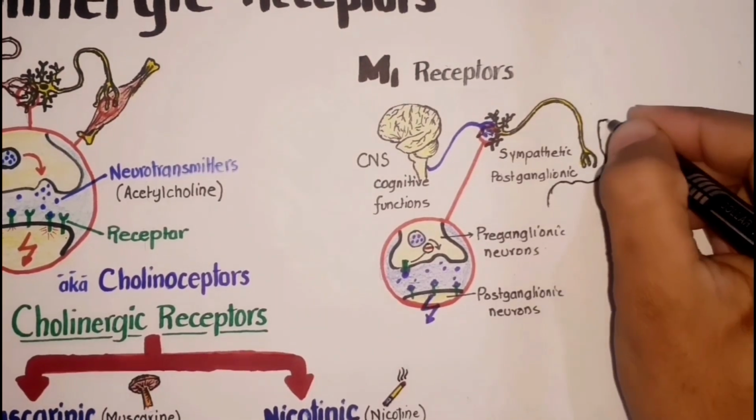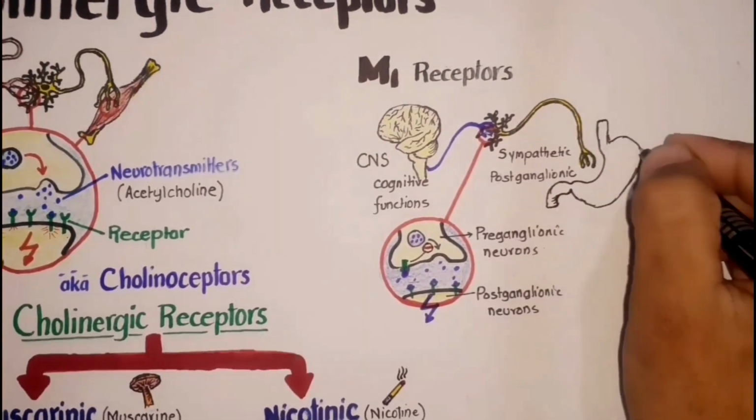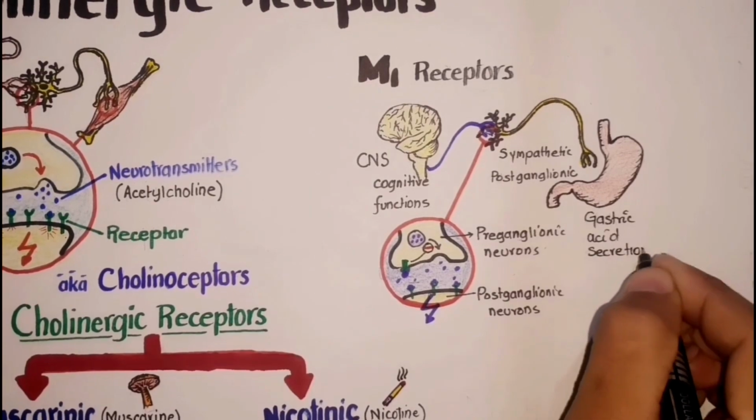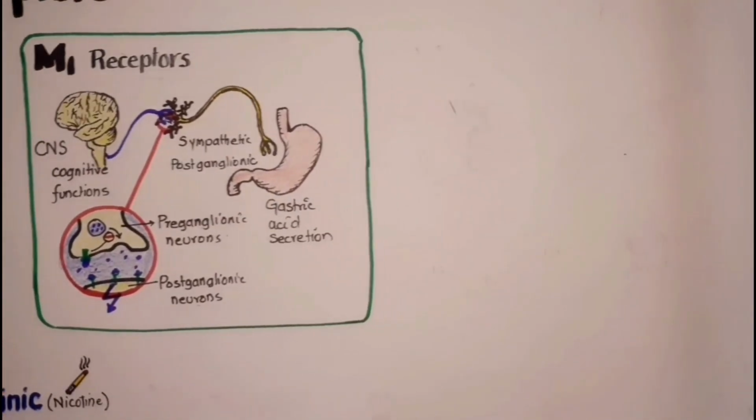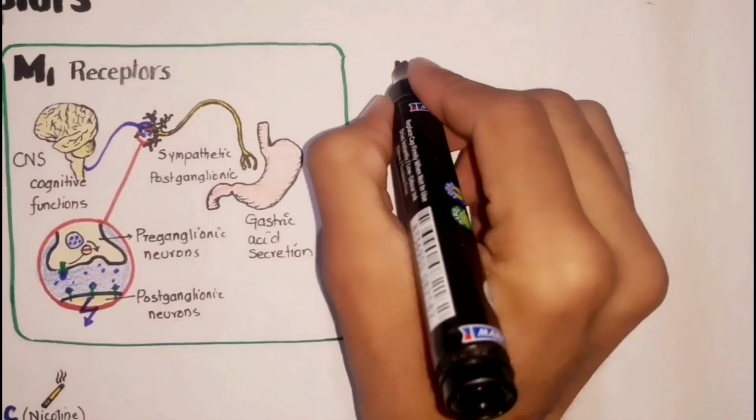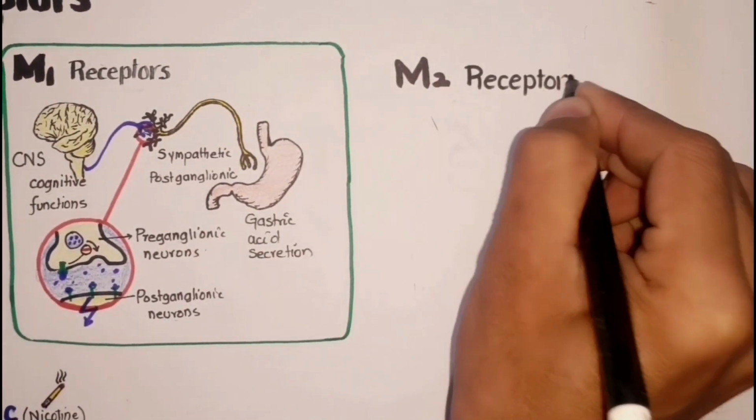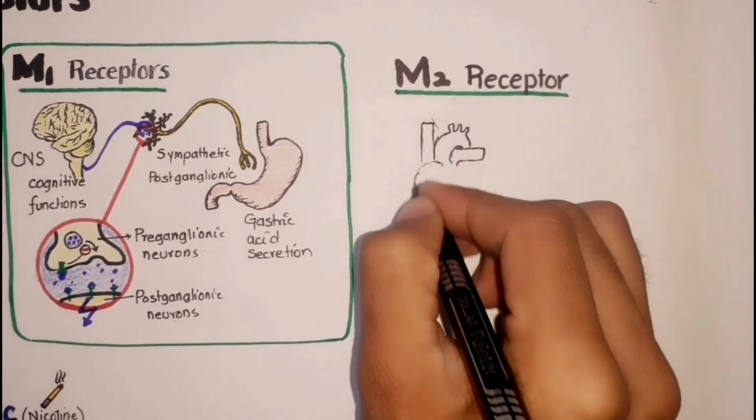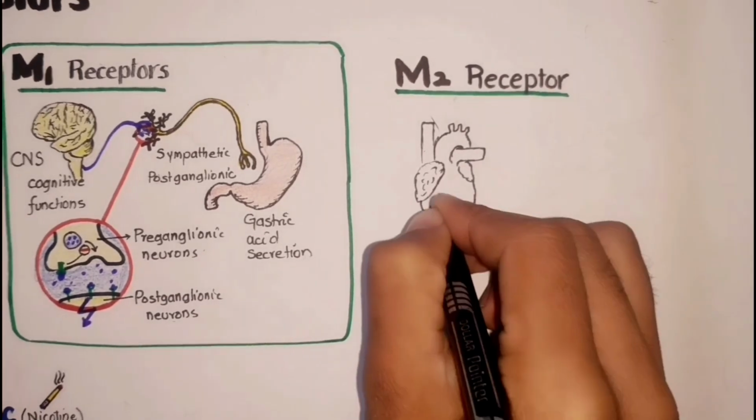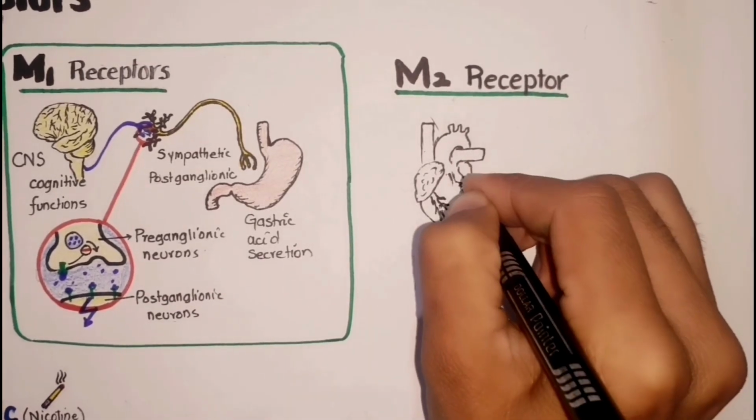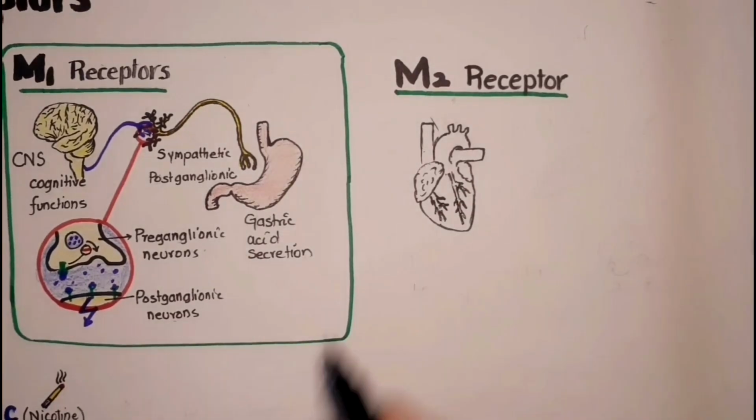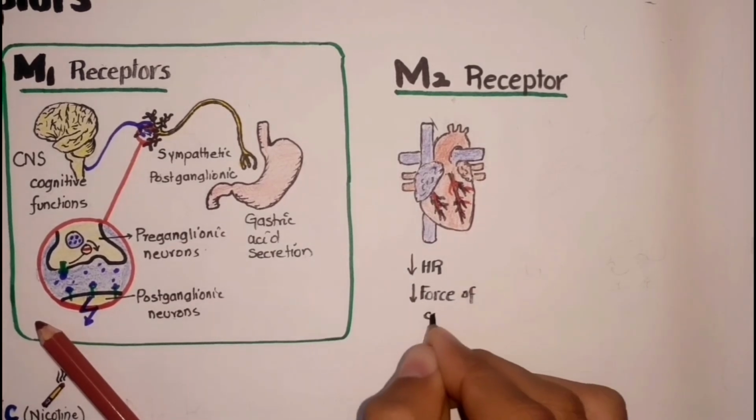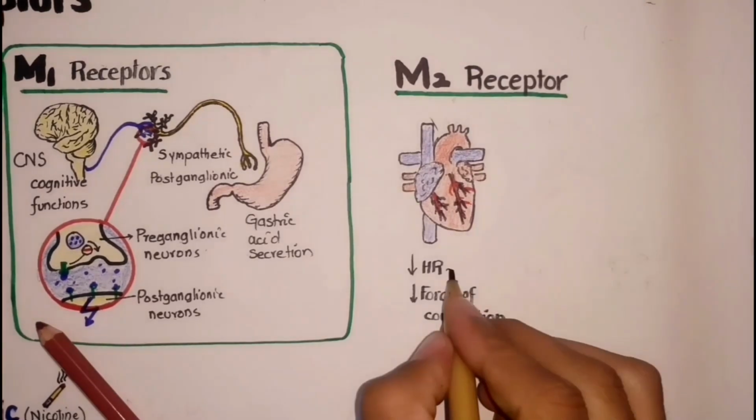Besides this, M1 receptors are also found on the stomach parietal cells and, upon stimulation, cause the secretion of gastric acids. After this, we have the M2 receptors. Well, M2 receptors are sometimes termed cardiac muscarinic receptors because of their presence on cardiac tissues. In response to stimulation, the heart rate and force of contraction of the heart decrease, and they mediate vagal bradycardia.